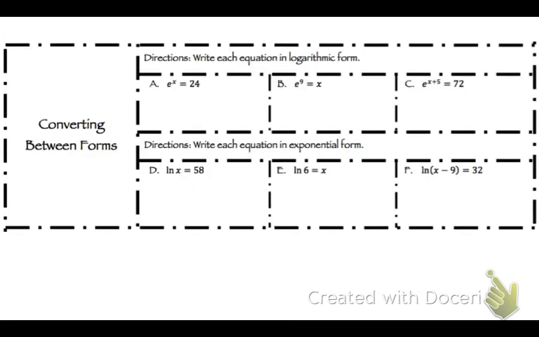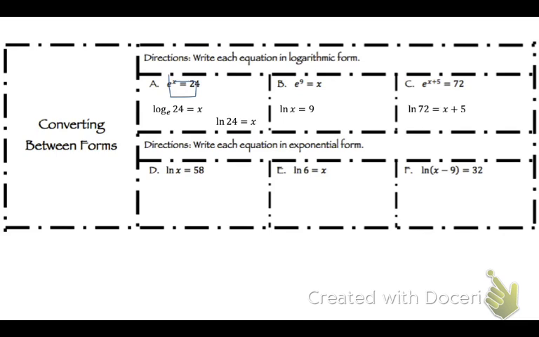So we're going to write an equation in logarithmic form. So e to the x equals 24. That's the same thing as log base e of 24 equals x. So that's ln of 24 equals x. For b, that would be ln of x equals 9. ln of 72 equals x plus 5.